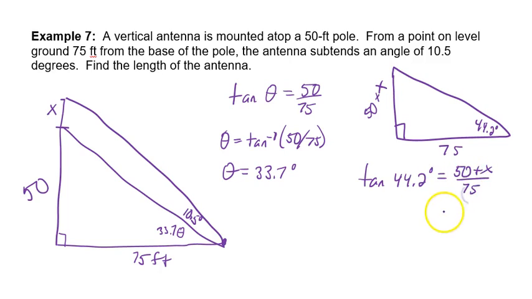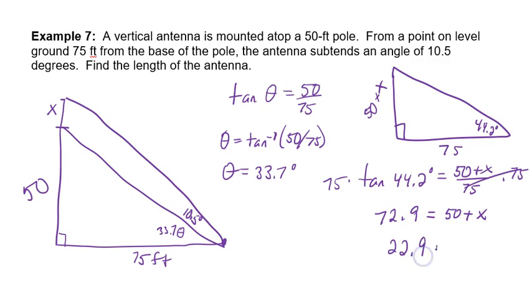And I can get rid of the fraction by multiplying both sides by 75. So if I type in 75 tangent 44.2, I get 72.9. That's going to equal 50 plus x, and all I have to do is subtract 50. So if I subtract 50 from both sides, I'm going to get 22.9. This one's in feet for my x. And that is the answer to this problem, and that concludes this lesson.